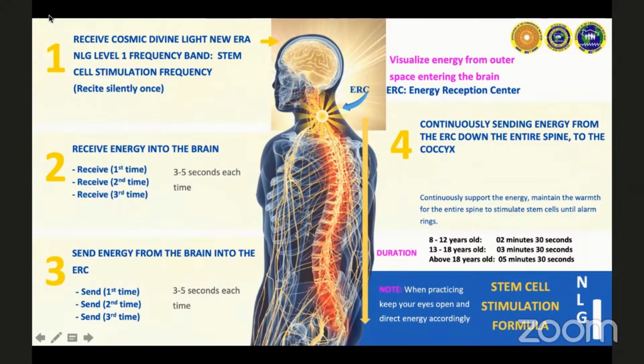Step 4. Continuously sending energy from the ERC down the entire spine to the coccyx. Continuously support the energy, maintain the warmth for the entire spine to stimulate stem cells until alarm rings.